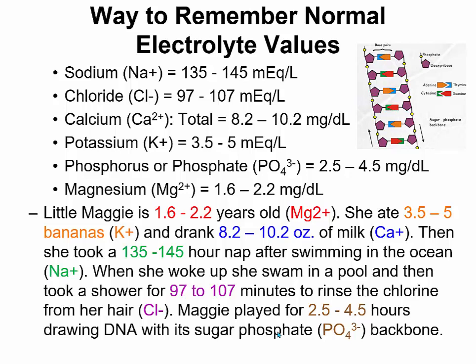Little Maggie is 1.6 to 2.2 years old. Maggie corresponds with magnesium. She ate 3.5 to 5 bananas. Bananas corresponds to potassium because bananas have lots of potassium. And drank 8.5 to 10.5 ounces of milk. Milk is calcium.